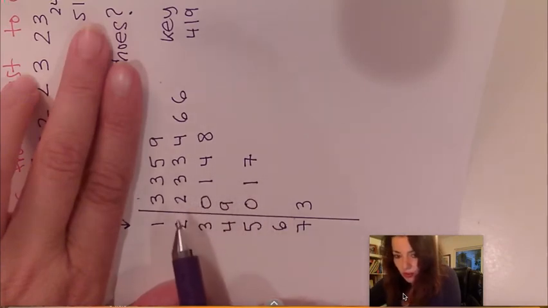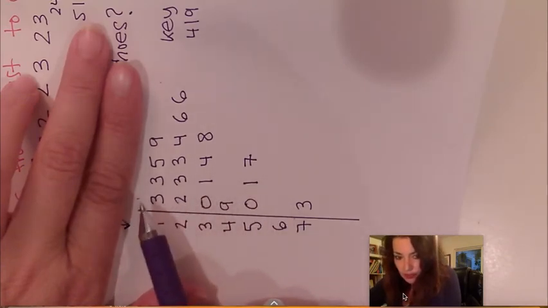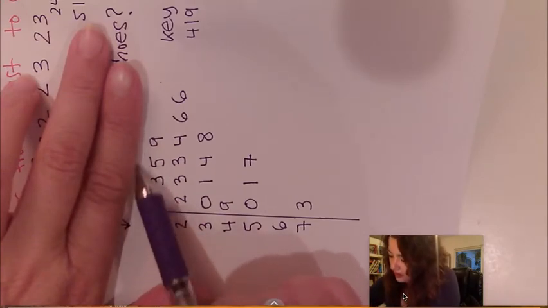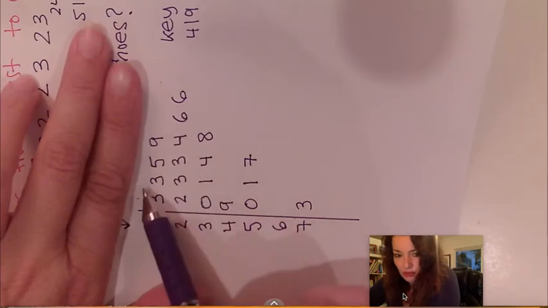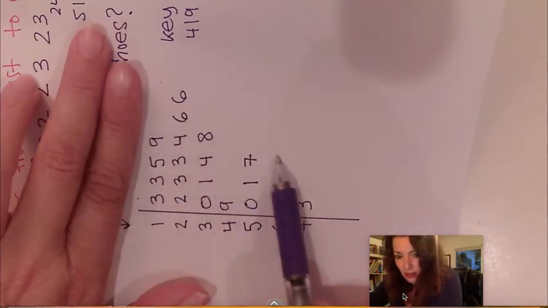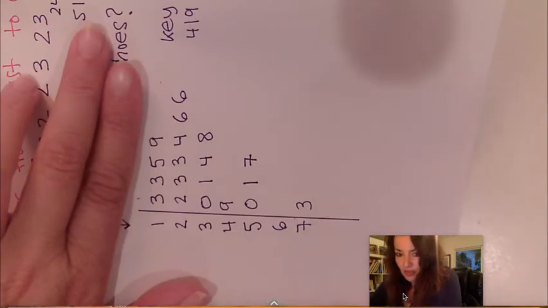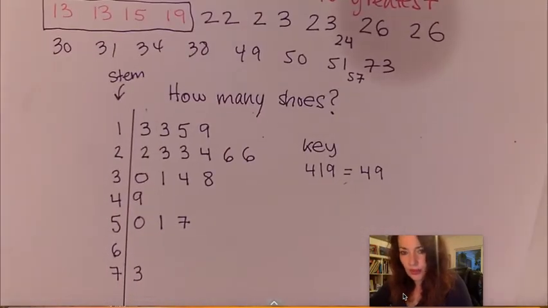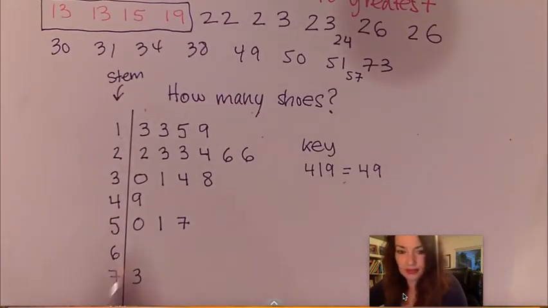So later on, we're going to look at shape, and we're going to pretty much describe this as skewed to the right, because I have most of my data up here. If I drew a little imaginary curve, most of my data is here, and my tail goes to the right. But that's something we're going to discuss later on. So this is pretty much it for constructing a stem and leaf plot.